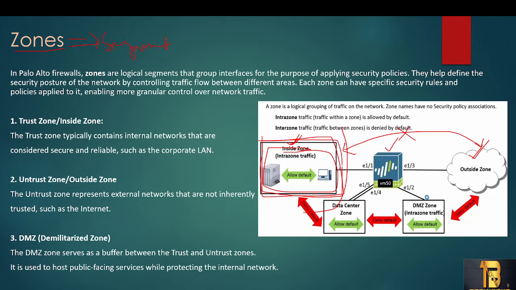How the firewall is going to block: there is intra-zone and inter-zone traffic. Intra-zone means within the zone, and within the zone the traffic is allowed by default. Inter-zone traffic means between different zones. Between different zones, the firewall is obviously going to block the traffic, because we are creating zones for security reasons. So it is going to block the traffic between the zones.